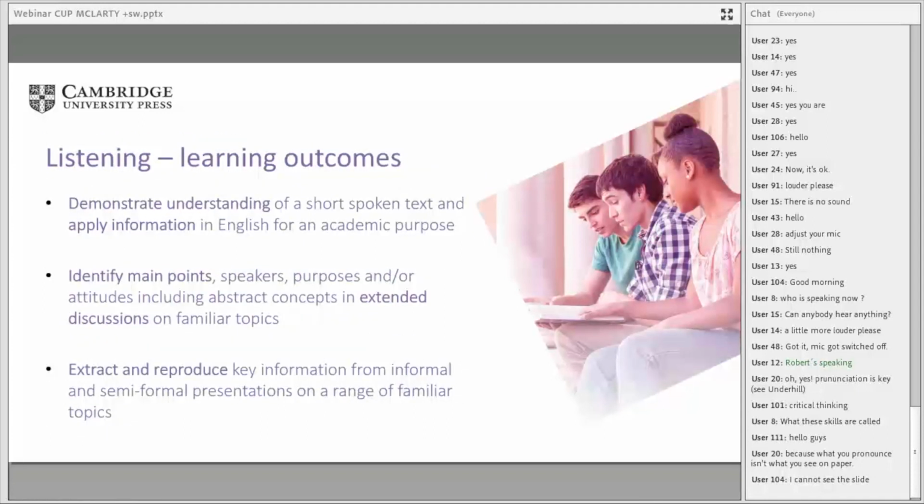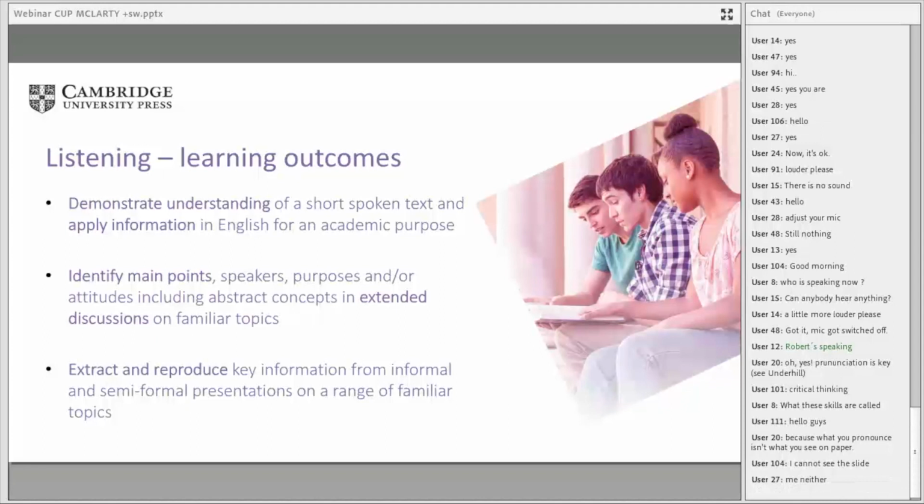Where I teach, we have learning outcomes. So I'm talking here about students who are at B1 plus early B2 level. And the learning outcomes, as expected, are to demonstrate an understanding of a short spoken text and apply the information in English for an academic purpose. They have to learn to identify the main points, speaker's purpose, attitude, etc. on familiar topics in extended discussions, and then they have to extract and reproduce key information from presentations.